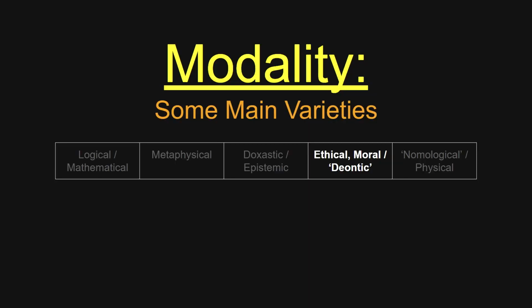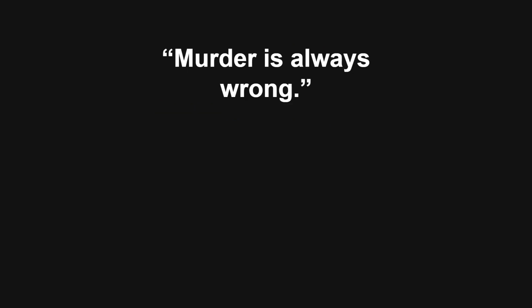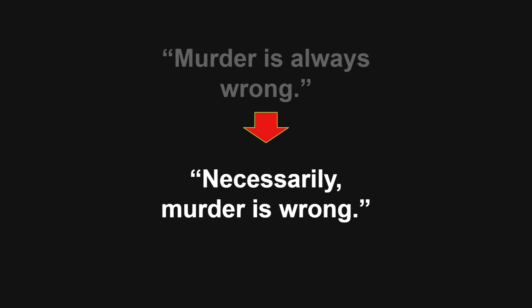Finally, there is ethical, moral possibility, sometimes referred to as deontic possibility. Not only is this moral category different in the sense of its subject matter, it seems to use different words as well. Consider a moral statement such as, murder is wrong. It's natural to think that such a proposition conveys the notion that it is never okay to commit murder. We might rephrase this slightly by saying, necessarily, murder is wrong.